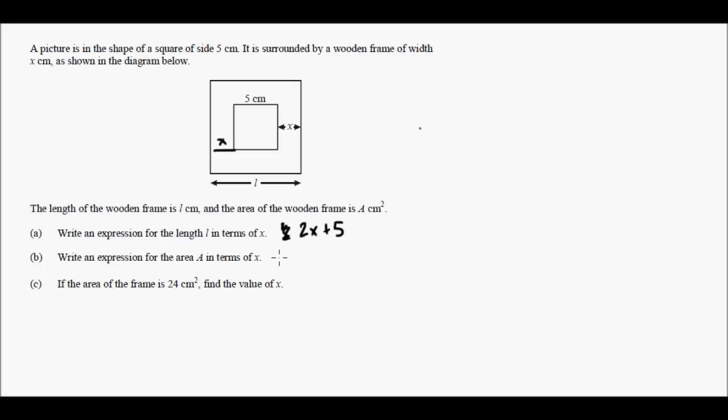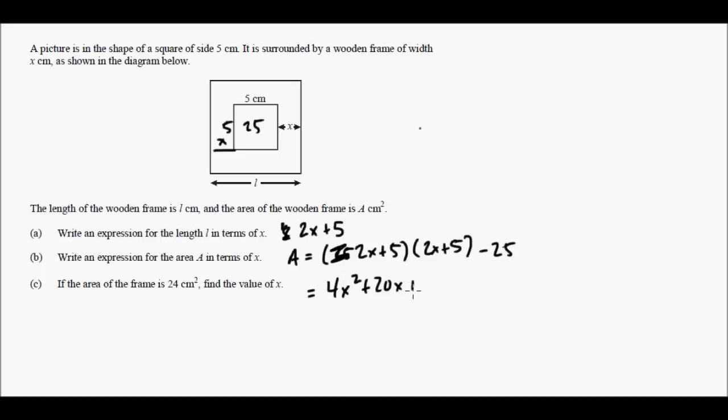Now, write an expression for the area in terms of x. Well, the area of the wood frame is going to be basically 2x plus 5 times 2x plus 5 minus, this is going to be 5 times 5, so that's 25. So that's going to be minus 25. Now, again, I'm going to simplify this. So I'm going to get 4x squared plus 20x plus 25, and then it's going to be minus 25. So the area equals 4x squared plus 20x.